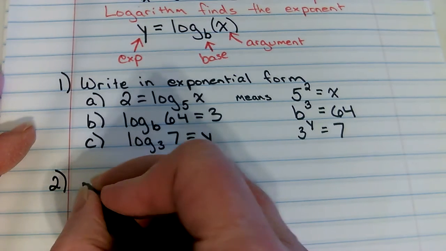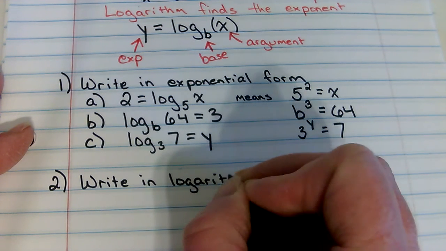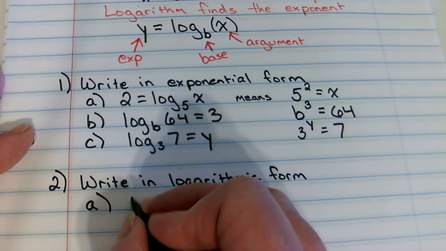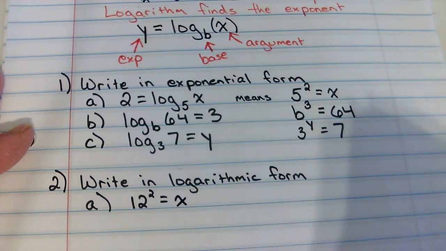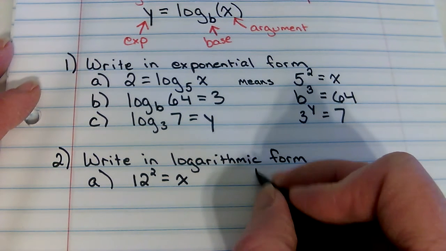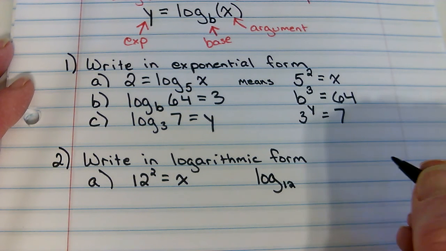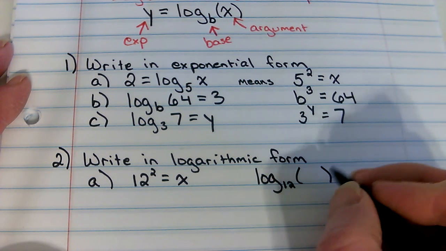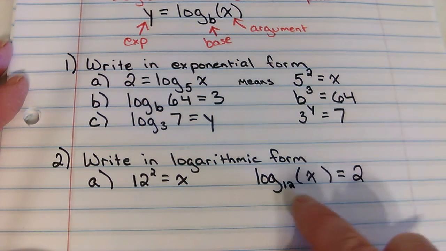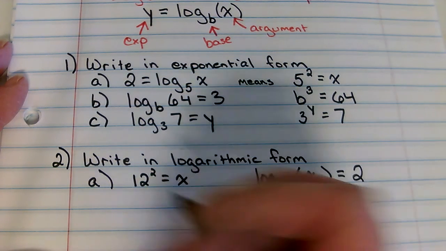Well, can I work the other way? If I was given an exponential, can I write it in logarithmic form? So if I was given 12 squared equals x, how would that look as a logarithm? Well, the base is a subscript written beside the logarithm. The argument is what we're trying to get to, and the answer to a logarithm is always the exponent. So the base, exponent, argument. The argument is the answer from the exponential.